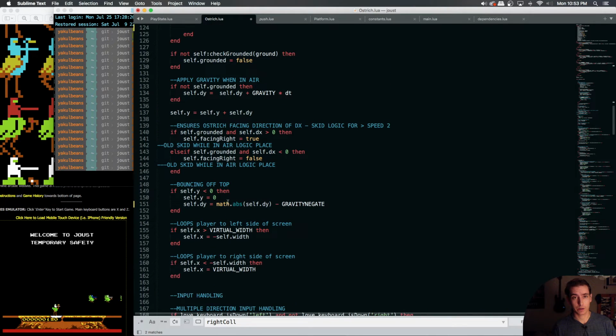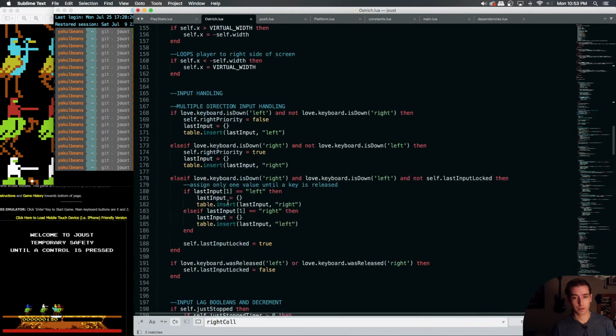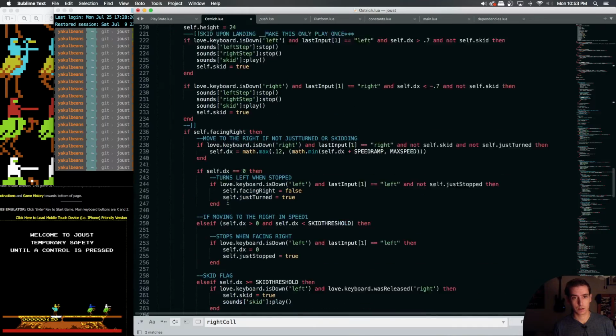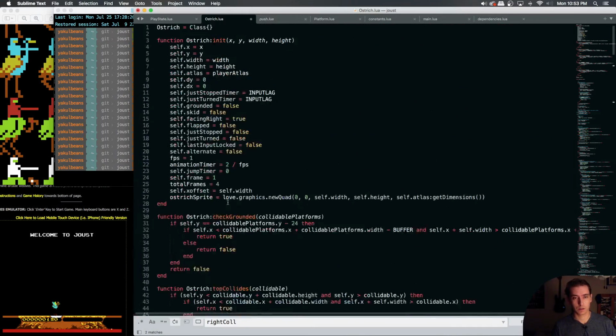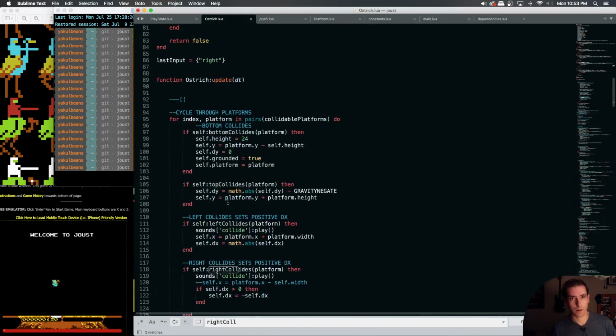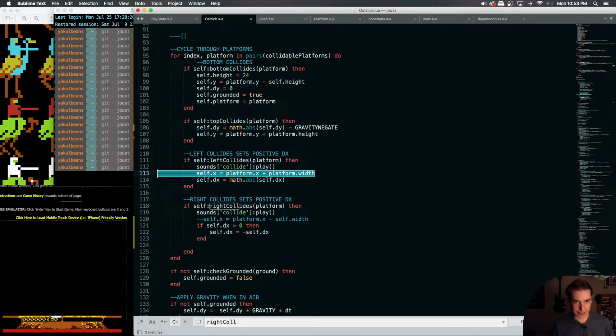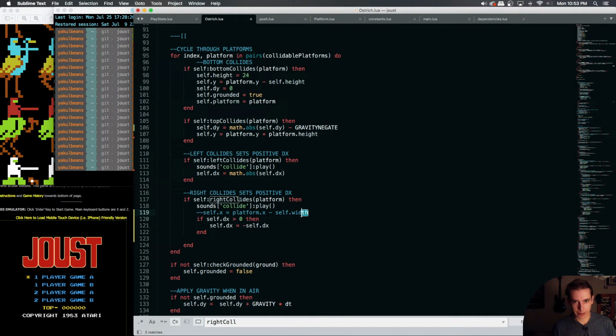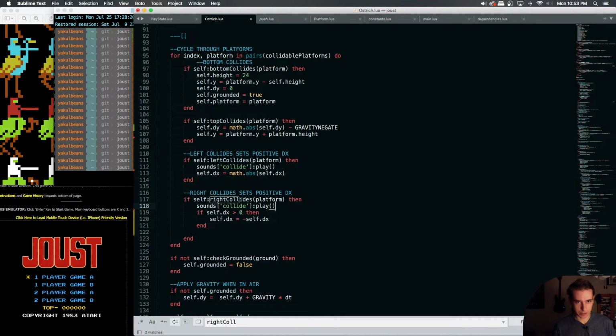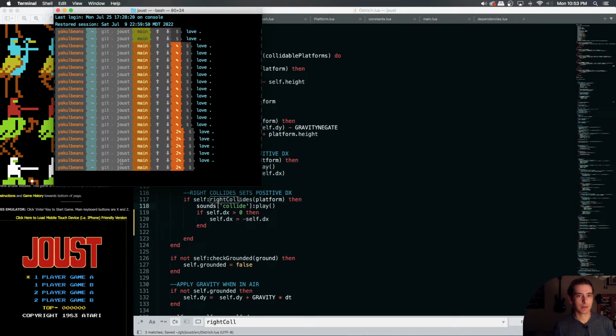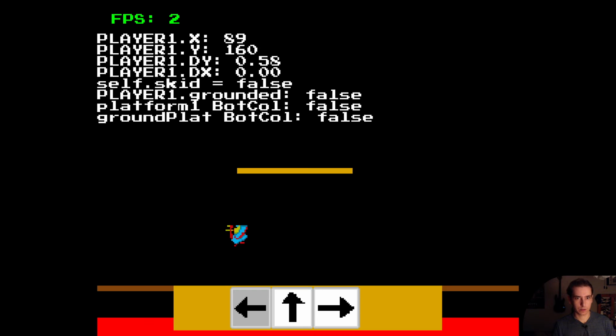Here, left collides. We are not going to set its X upon a left collision, and we are not going to set its X upon a right collision. Now let's see if left works correctly now.